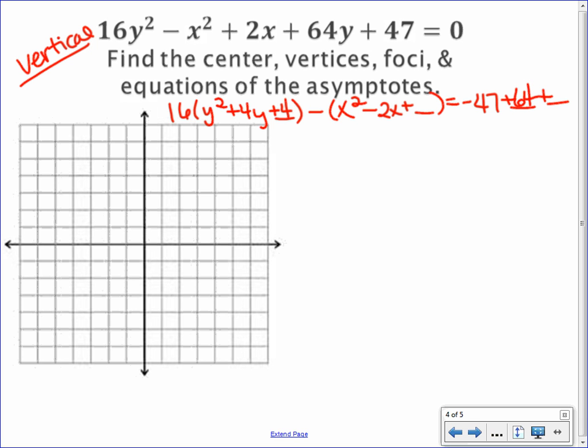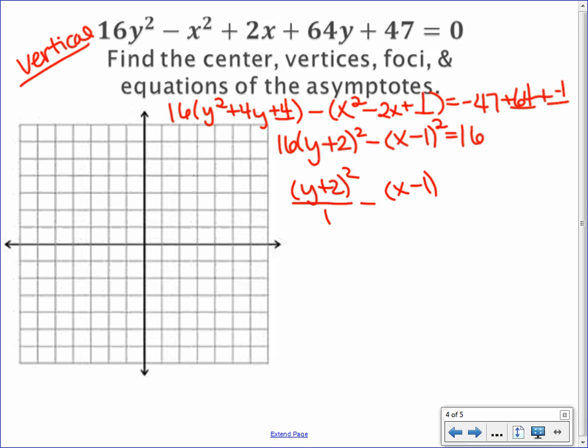What's our mystery number here? 1. But we're really adding -1. So we have 16 times y plus 2, the quantity squared, minus x minus 1, the quantity squared, equals 16. That's convenient, because then we divide by 16 because it needs to be equal to 1. And here's our standard form.